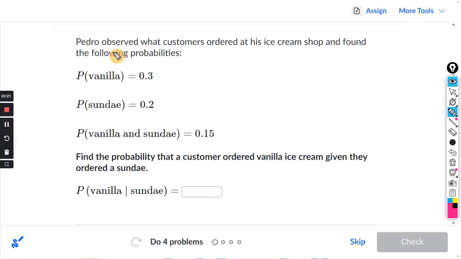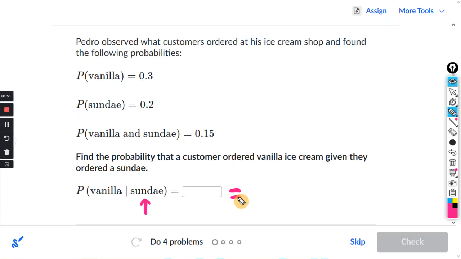It says Pedro observed what customers ordered at his ice cream shop. Probability of vanilla is 0.3. Probability of ordering a sundae is 0.2. Probability of ordering both is 0.15. Find the probability that a customer ordered vanilla given that they ordered a sundae. So this is probability of vanilla given that they ordered a sundae. So this is the given part.